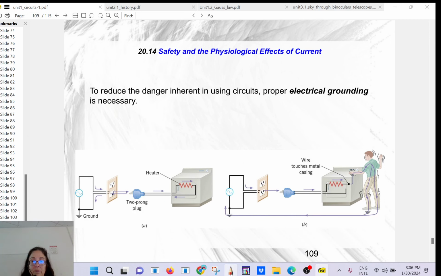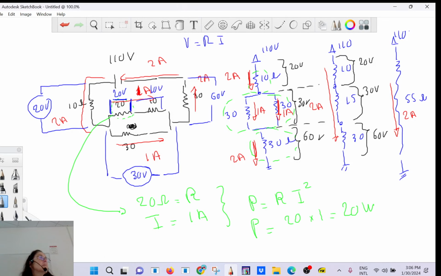Sure. Which one? This one? How did you get one? This one? Well, where do you see 1 amp? Here, because it goes back to here. So you have 2 amps, and this one they have the same resistance.